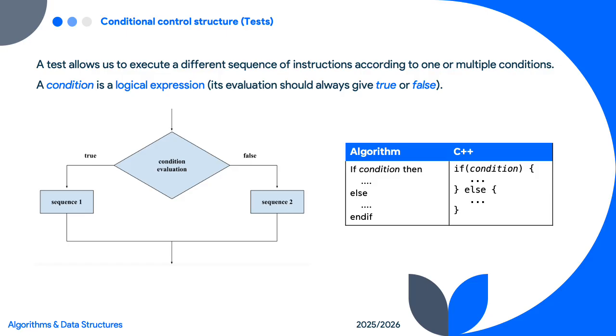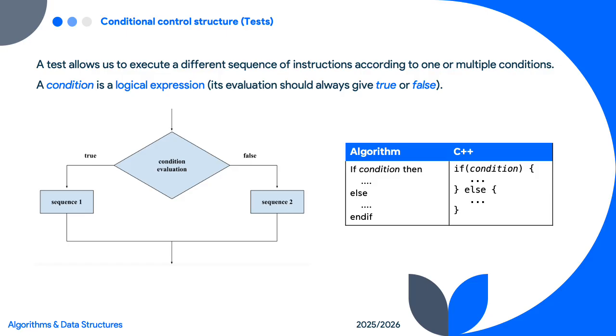Let's start with tests. So what is a test? It allows us to execute a different sequence of instructions according to one or multiple conditions. A condition should be a logical expression, meaning that it should be evaluated as true or false.